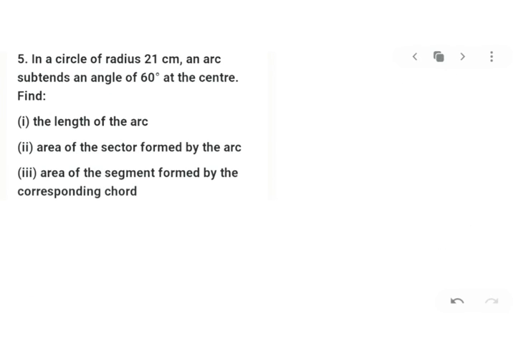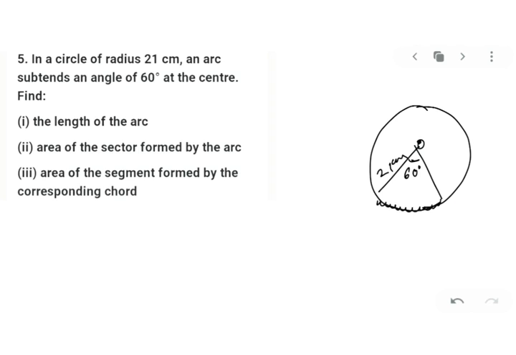Next you have, in a circle of radius 21 centimeter, an arc subtends an angle of 60 degree. So radius is given to you. This is your radius 21 centimeter. An arc subtends an angle of 60 degree. So this is your 60 degree. This is the arc. If I name this as AB, so AB subtends angle AOB, which is 60 degree. You have to find the length of arc. Now how to find the length of arc?